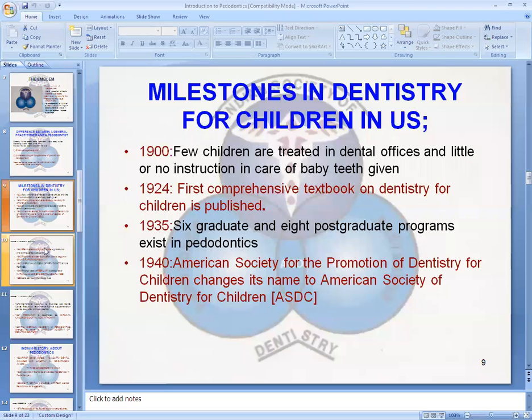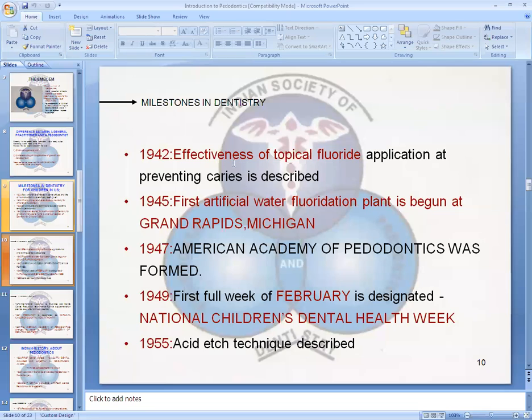In 1922, what happens? Topical fluoride application was used for preventing caries. In 1945, the first artificial water fluoridation plant was begun at Grand Rapids. These are very MCQ questions also. MCQ questions come in this. When was the first artificial water fluoridation? So the years are covered. It is in 1945.